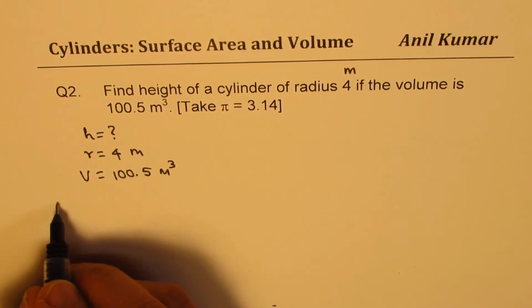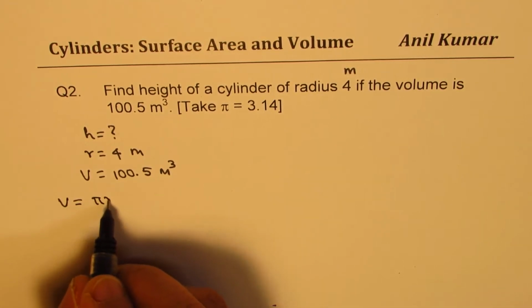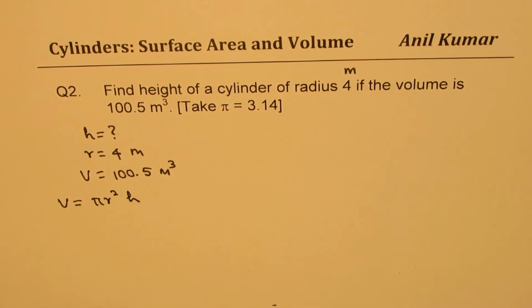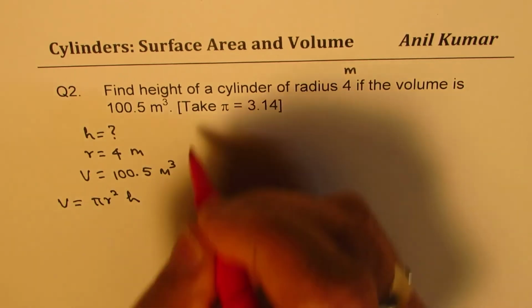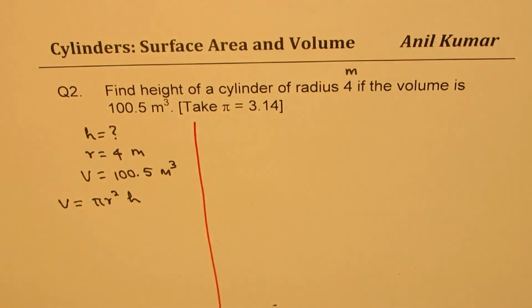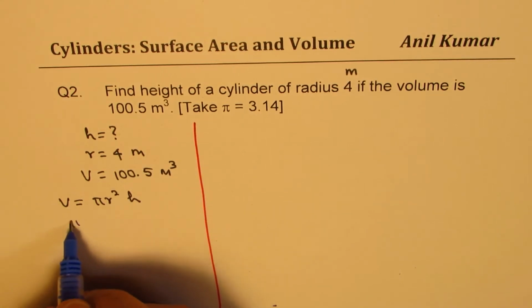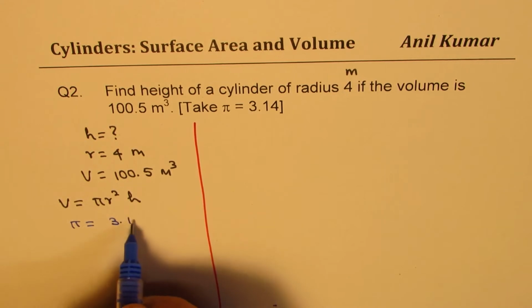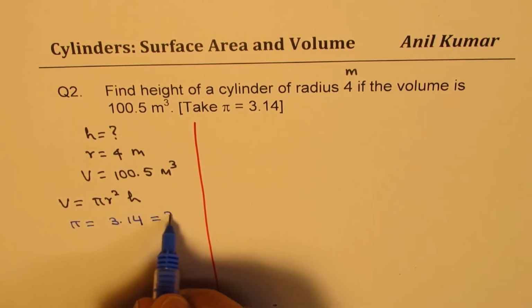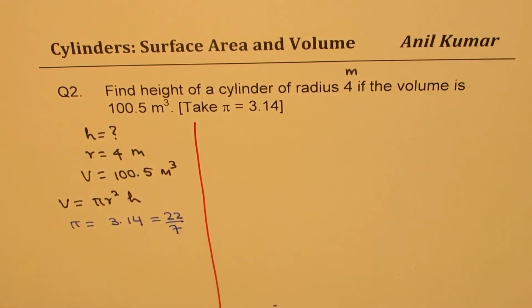And also the formula is pi r square h for the volume, right? Now with this information, you need to find the height. The value of pi will be taken as 3.14. You can also take 22 by 7 if you're not using a calculator. Perfect. So these are all the things provided to you. Now what should you do?